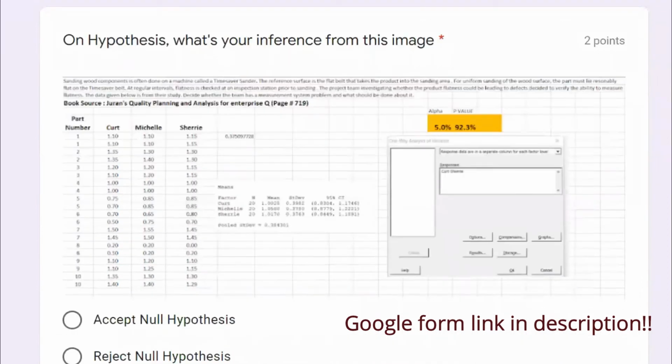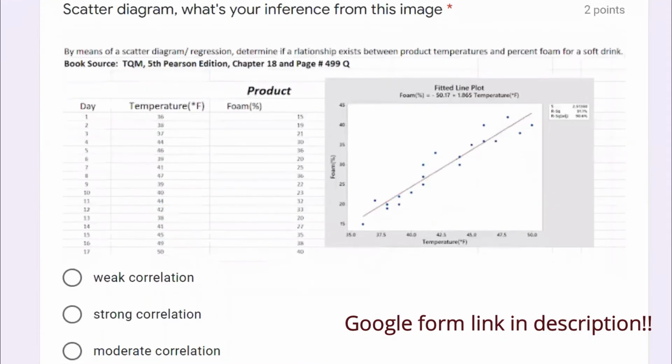On hypothesis, what are your inferences from this image? If you get this value, like 92.3, we are going to accept the null hypothesis. Why? If the p-value is low, then the null hypothesis must go. In this case, it is greater than 5 percent, of course. So now we are accepting the null hypothesis. Let's go to the next question.